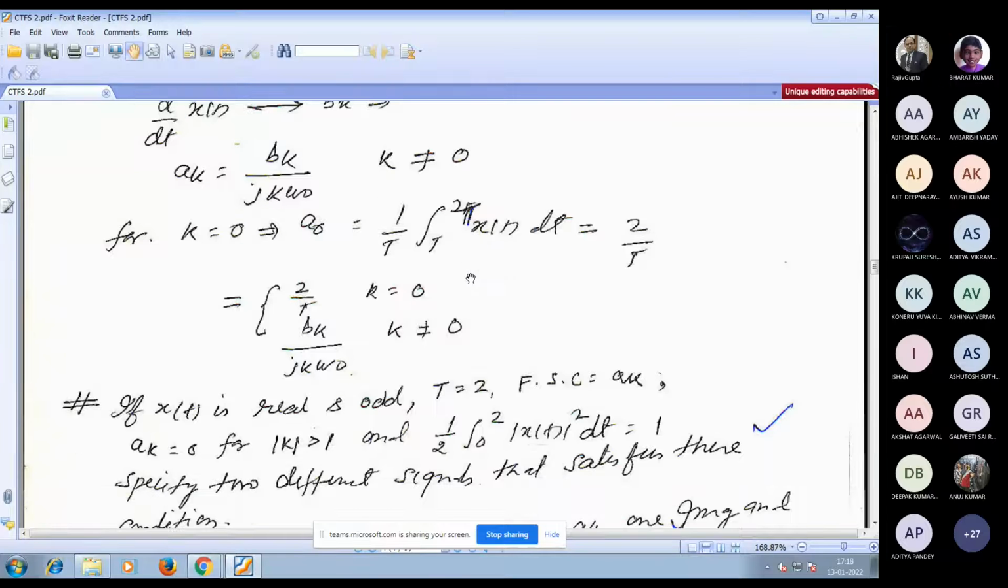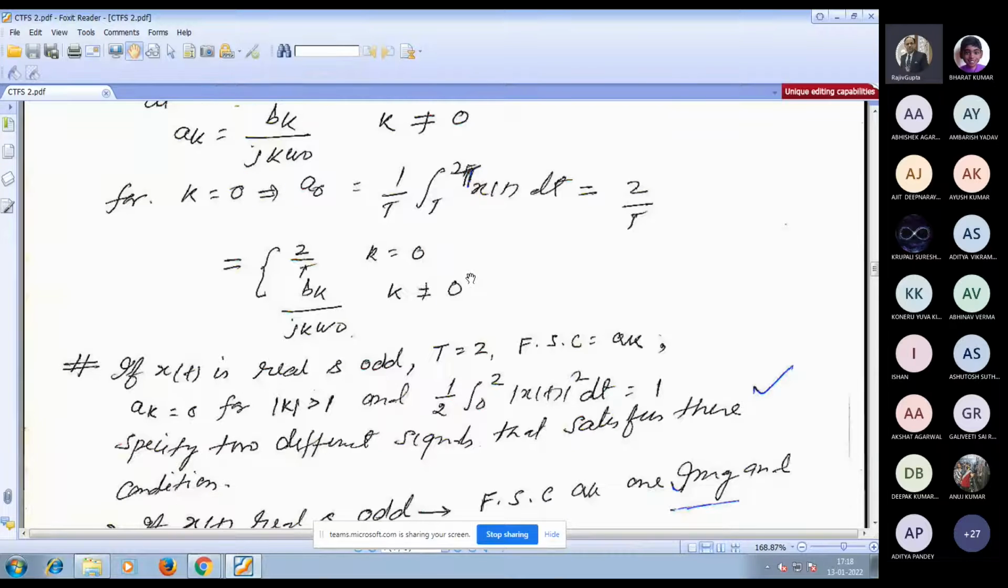Yes, sir. Okay, now let's talk about another question which is on your screen. Read the question and then find out. The question is: if x(t) is real and odd, time period is 2, the Fourier series coefficient equals a_k, and a_k equals 0 for mod of k greater than 1. One more condition is given: 1 by 2, integral 0 to 2, mod of x(t) squared dt equals 1. Specify two different signals that satisfy these conditions.